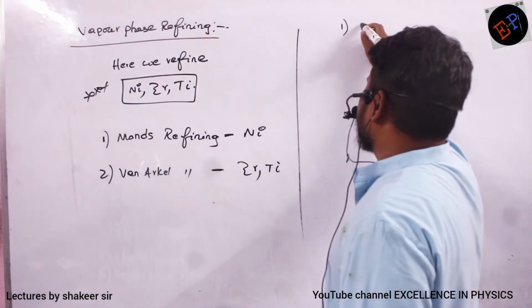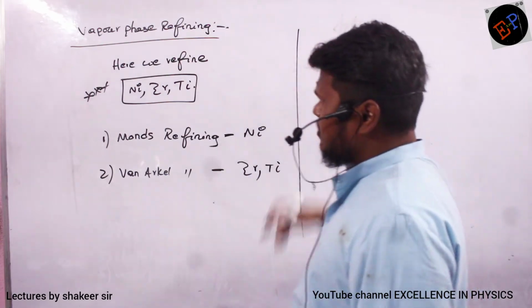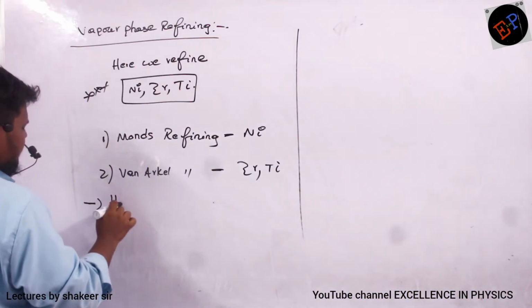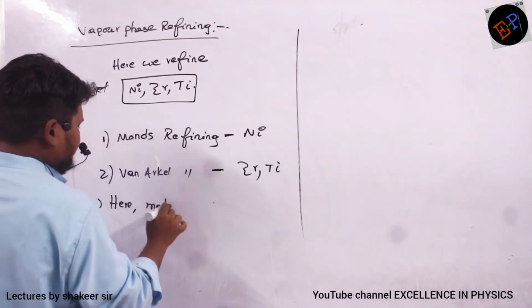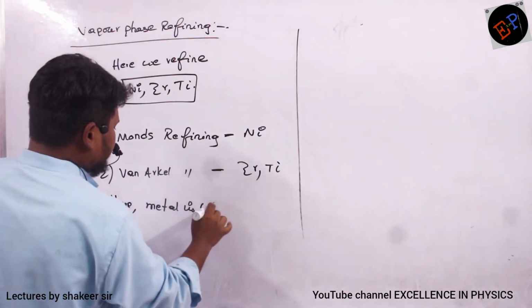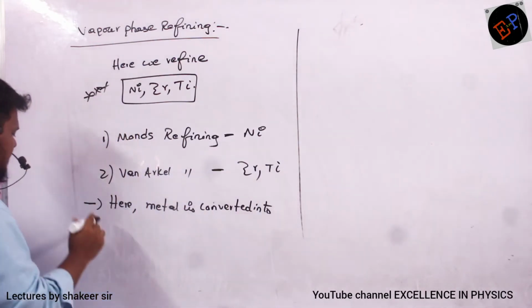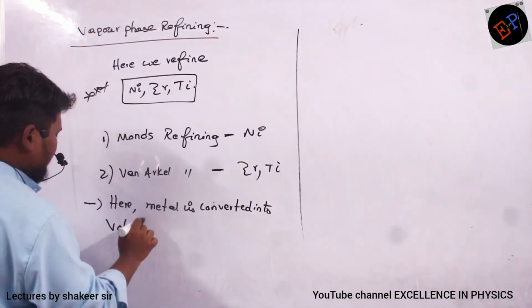First of all, let us see what is the basic concept of this vapor phase refining. Here, the metal is converted into a volatile compound.